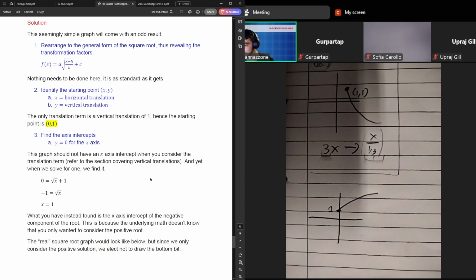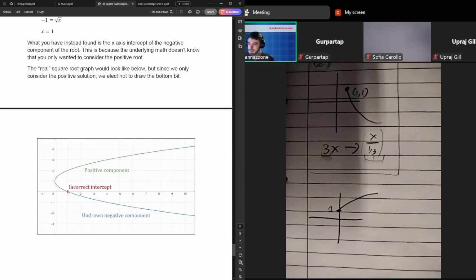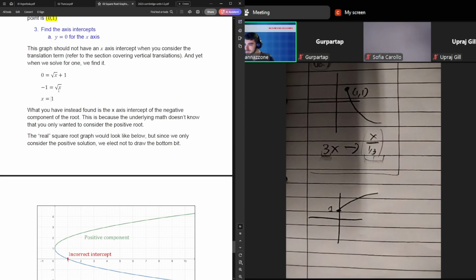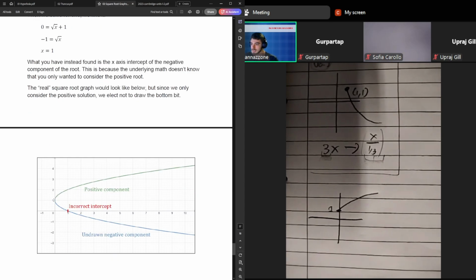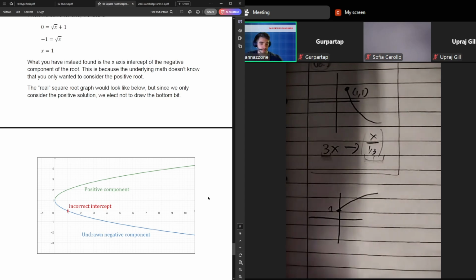If you go back to the screen share, y equals 0. If you subtract 1 from both sides and then square both sides, you're going to get x equals 1. Weird. The reason why is because, mathematically speaking, I haven't put in precautions to avoid the fact that we're only caring about one potential solution of the root, not both. What I have found in these notes, is that when you find x equals 1, what you found is the intercept of the negative component that we aren't drawing.